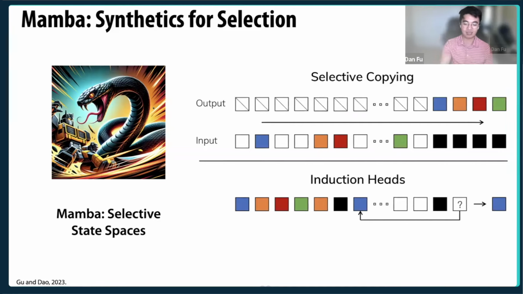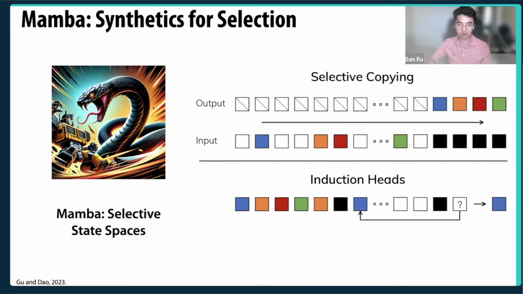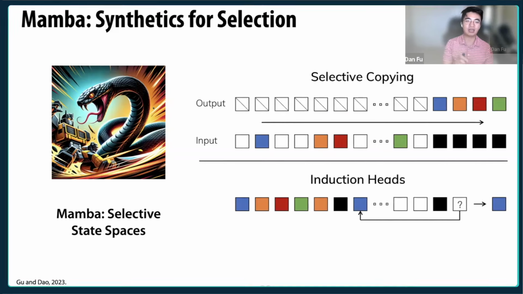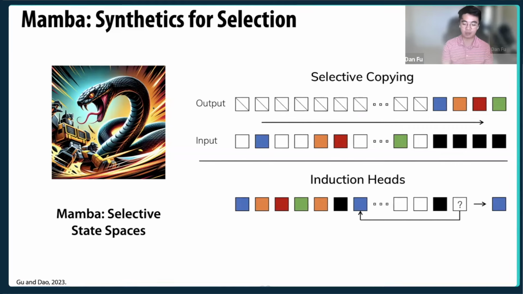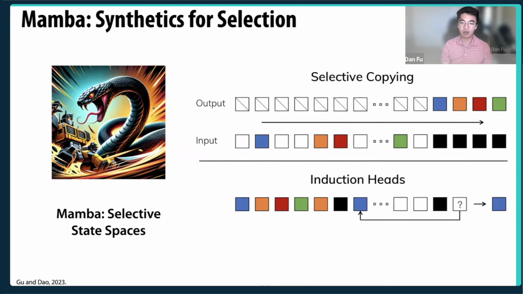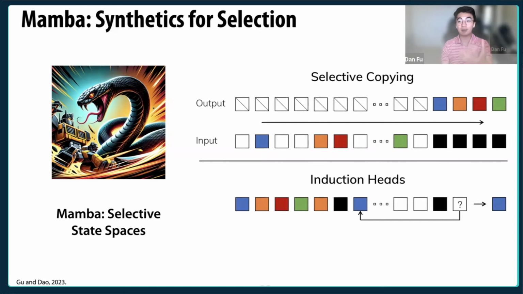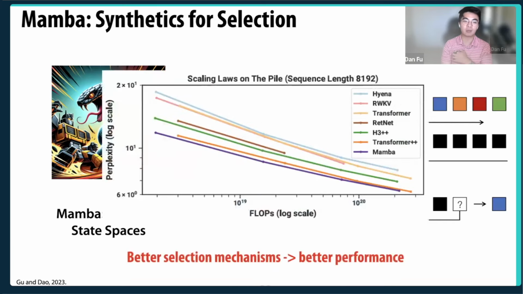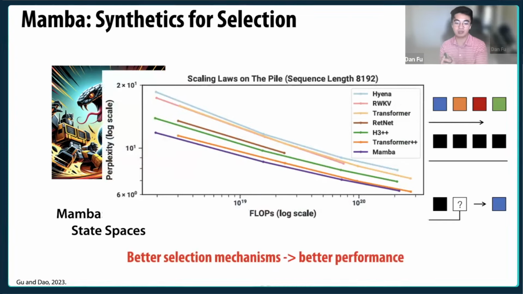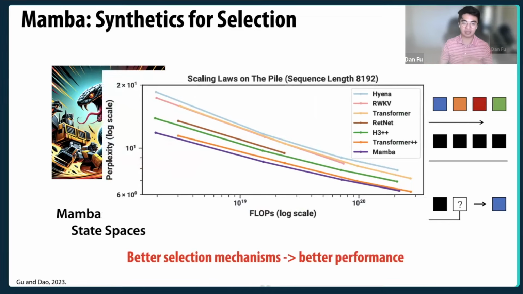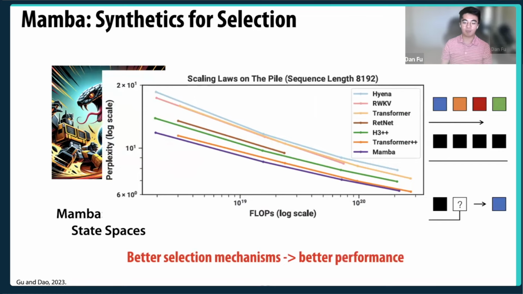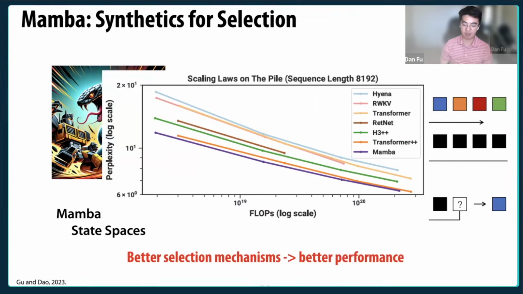Here, the selective copying task is very similar to this associative recall task, but looking at maybe more tokens at a time. This induction head task is a very simple version of the associative recall. And generally, the observation that they make in Mamba is that they create a better selection mechanism. And their observation is that on tasks like perplexity, better selection mechanisms lead to better performance. So as you move down on this perplexity plot and look at some of these scaling laws, you get to better and better selection mechanisms.